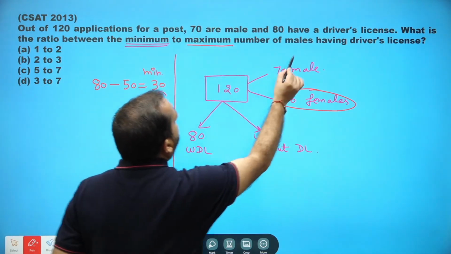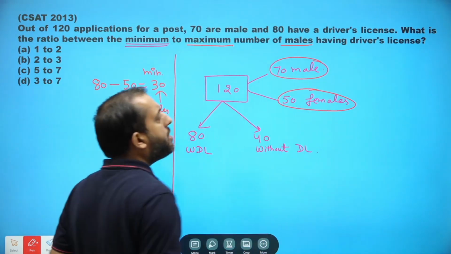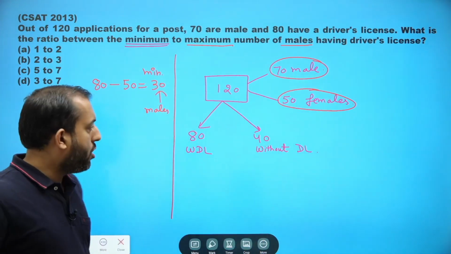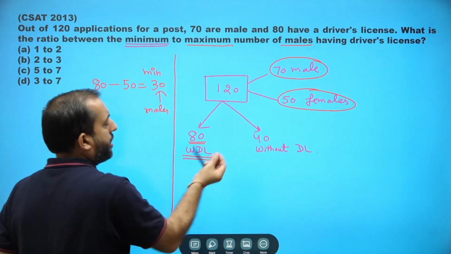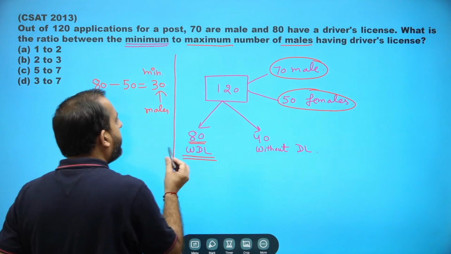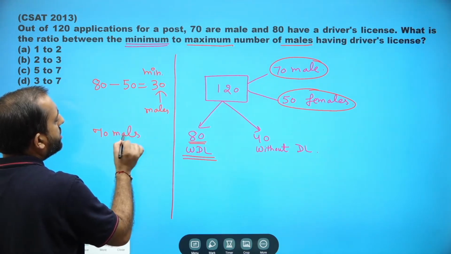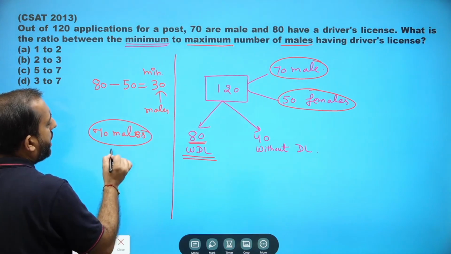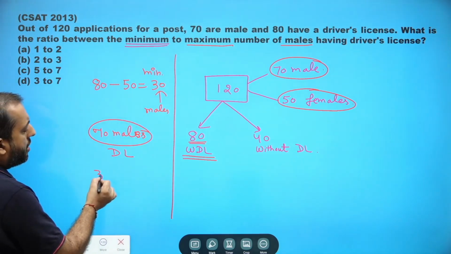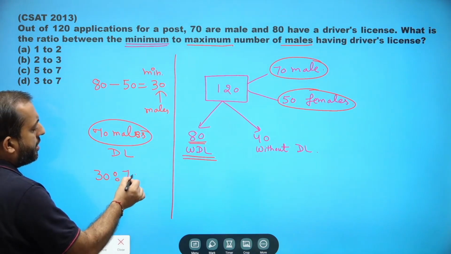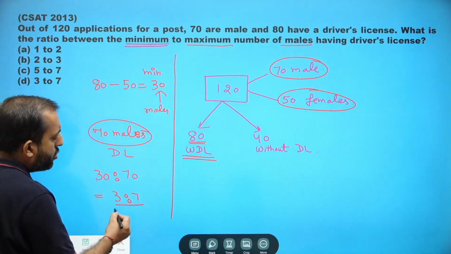For the maximum number of males, we will try that all the males have driving license. Total people with driving license are 80 and total males are 70. 70 is less than 80, so it is possible that all 70 males have driving license. So minimum males are 30 and maximum males are 70. So 30 is to 70, which means the ratio should be 3 is to 7.